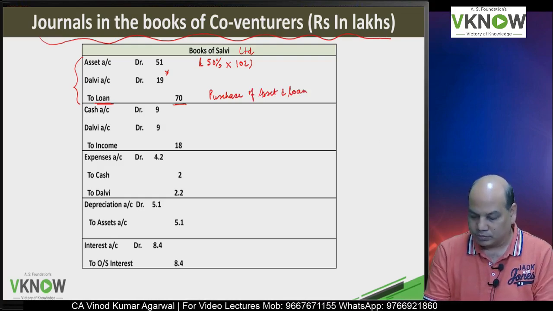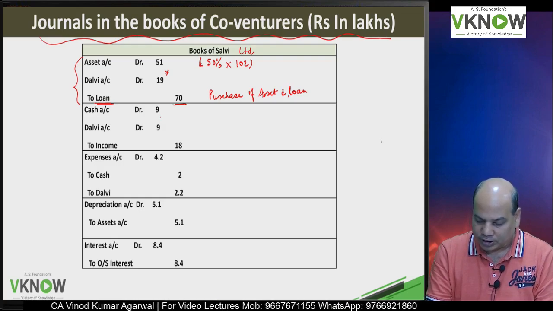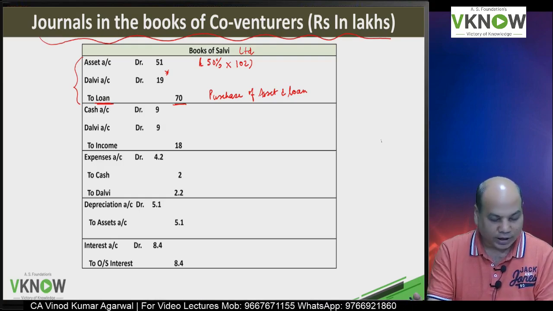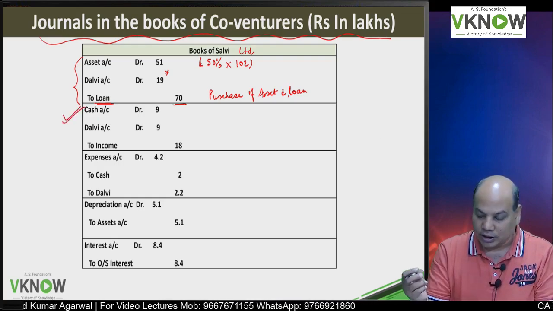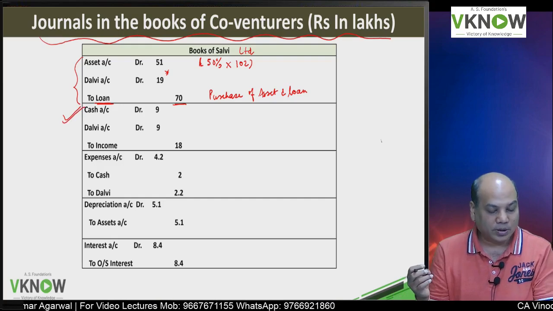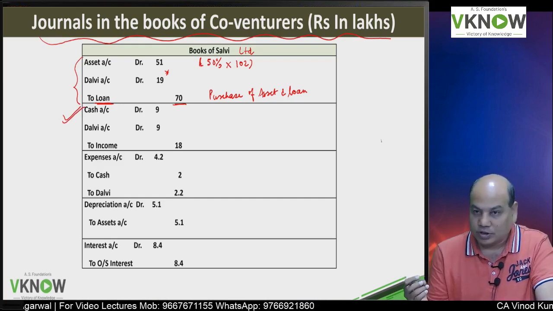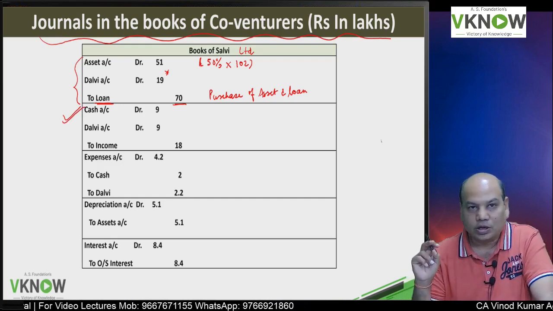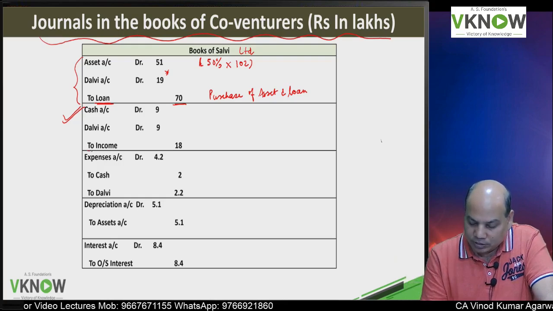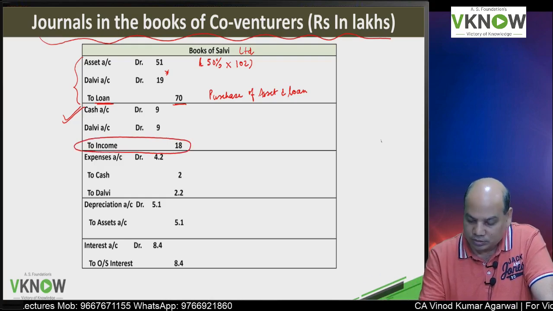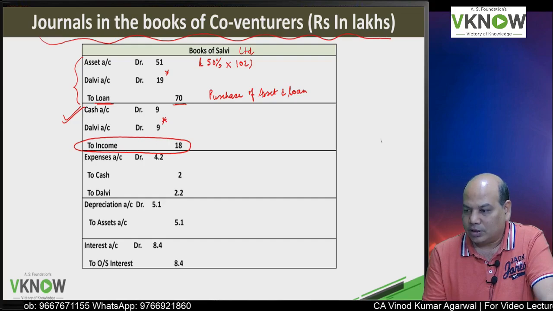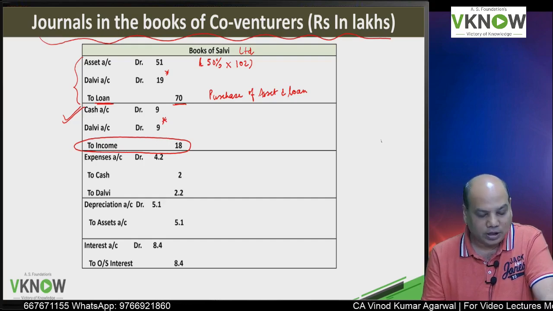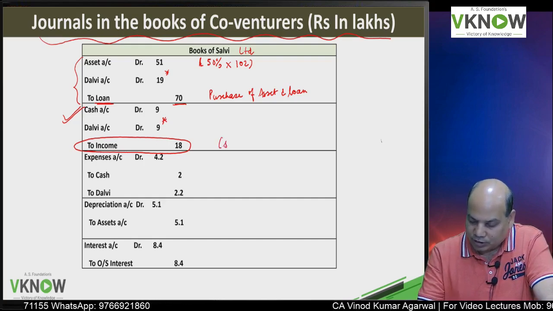Then you write cash account debit 9. You have collected 9 directly. Salvi has collected 9 lakh rupees from the bus service business directly. So cash or bank account debit 9, but his share in income is 18. To income 18, and therefore Dalvi Limited account debit 9. Share of income recorded.